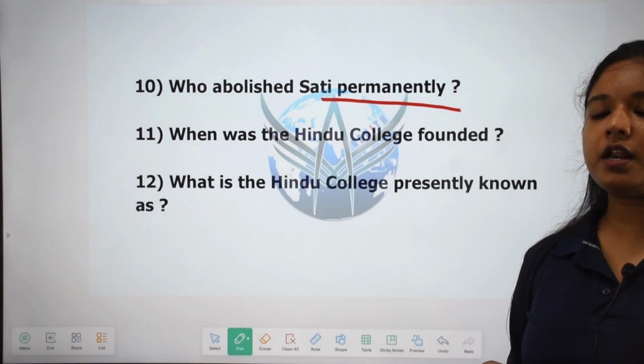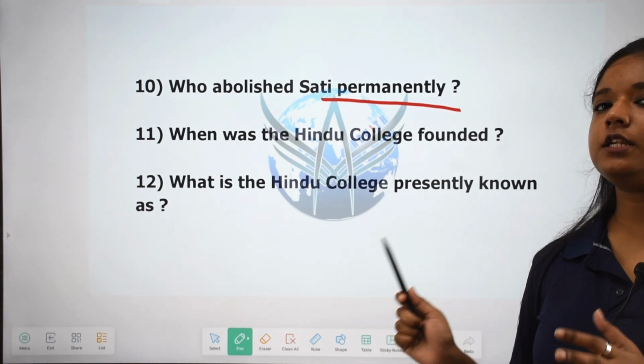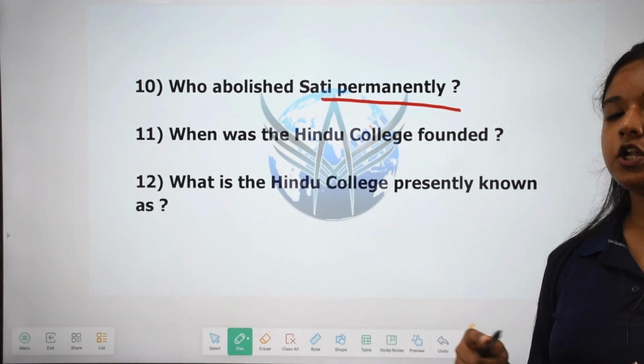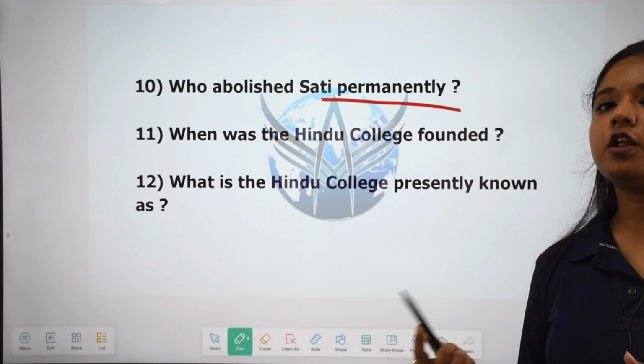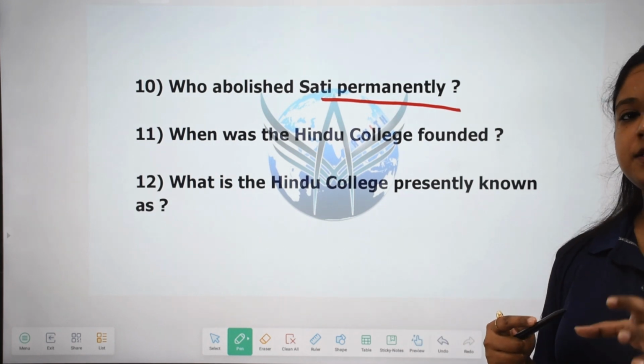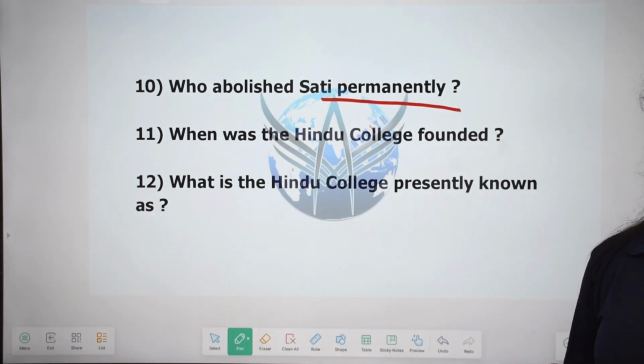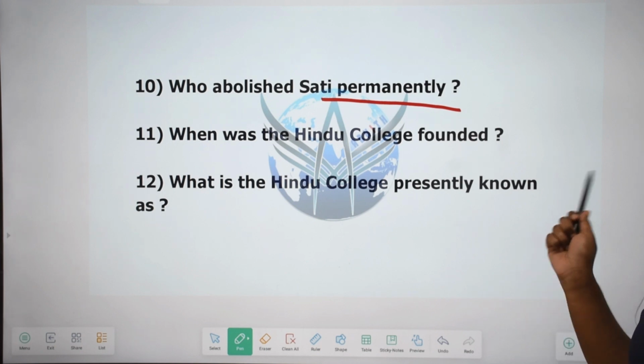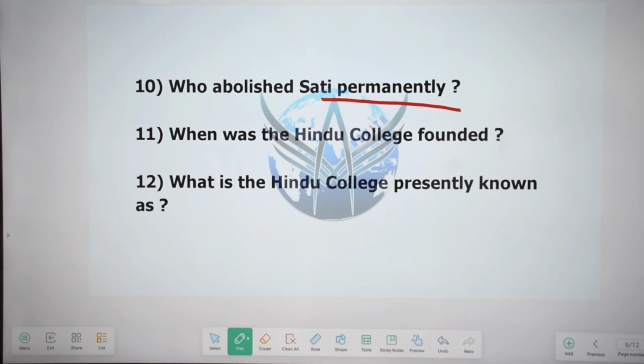Next, when was the Hindu College founded? Now the Hindu College was founded in the year 1817. Later Hindu College became Presidency College, and today this Presidency College is known as Presidency University. So Hindu College was founded in the year 1817. What is the Hindu College presently known as? Presidency University. Alright, Presidency University.